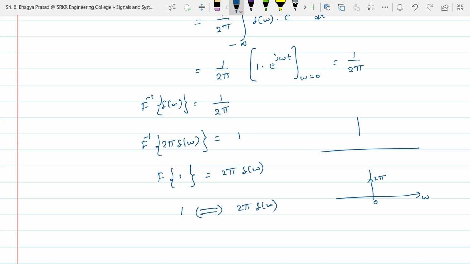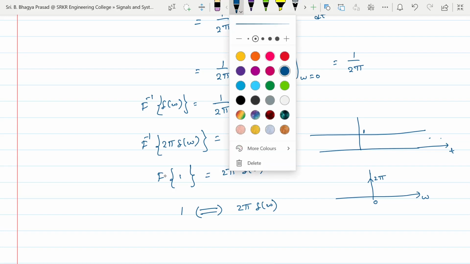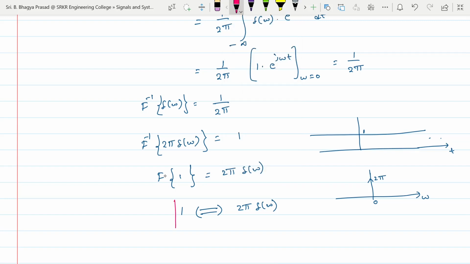This is the time domain signal, that is 1. In the frequency domain we got an impulse. So we again mark this expression.